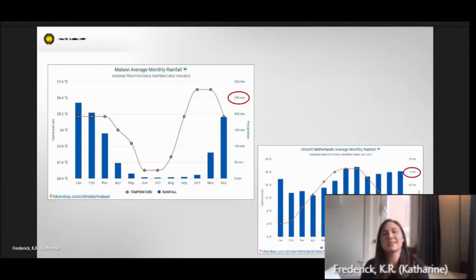But if we look at a side-by-side comparison of the rainfall patterns in Malawi versus Utrecht, we can see just how stark these differences in the seasons are in sub-Saharan Africa. So in the Netherlands, rain falls pretty much continuously throughout the year, and it never reaches more than 75 millimeters per month. This compares with the nearly 250 millimeters reached during the peak rains in Malawi.